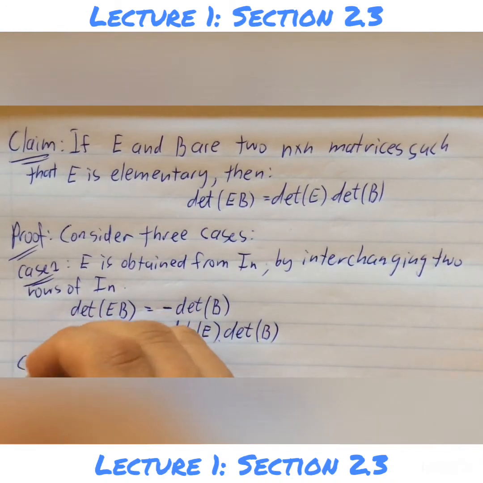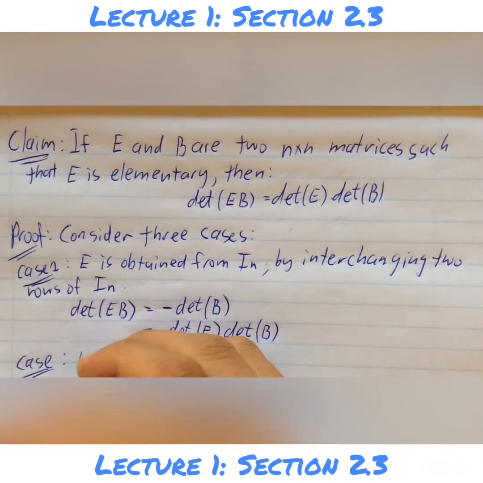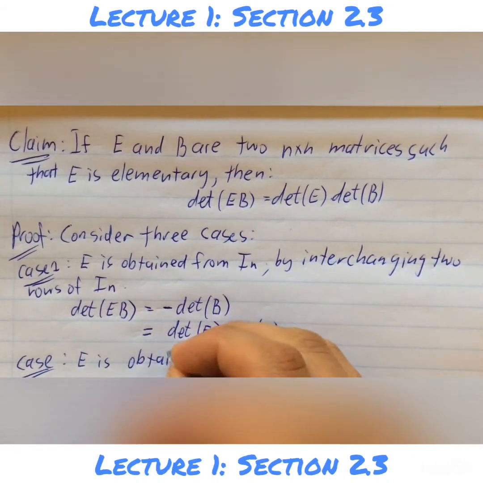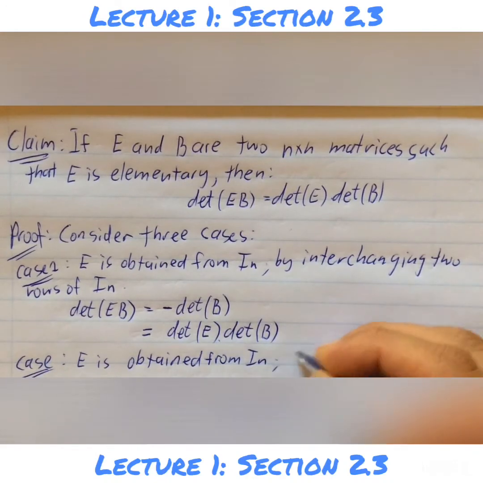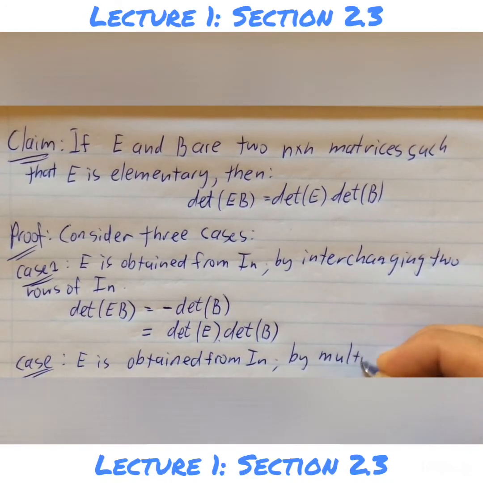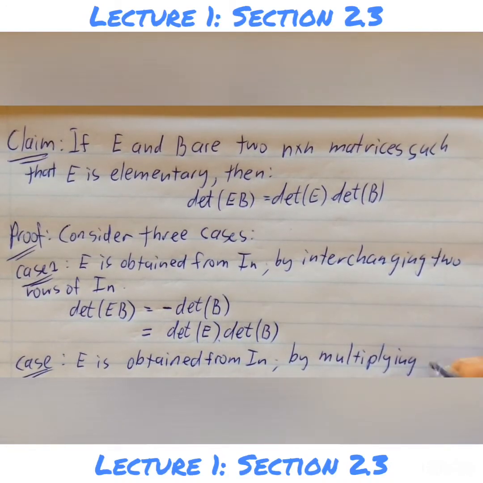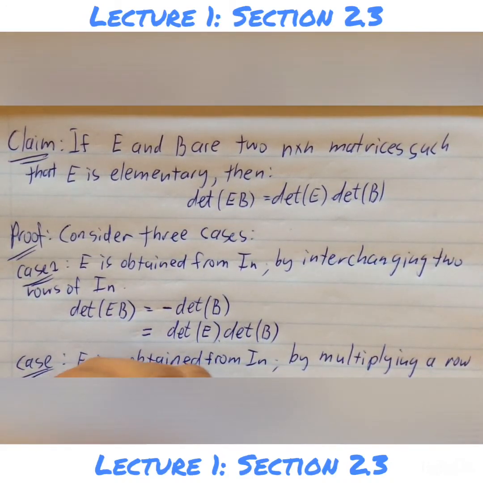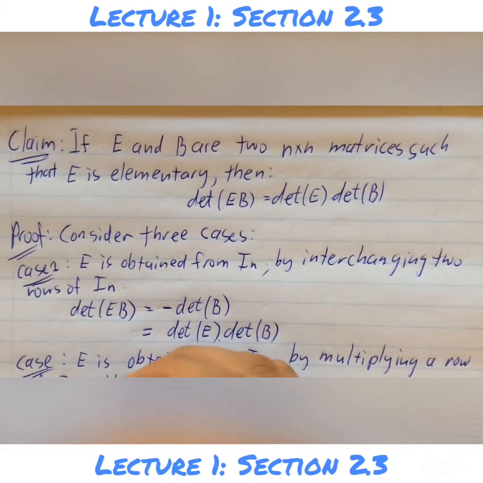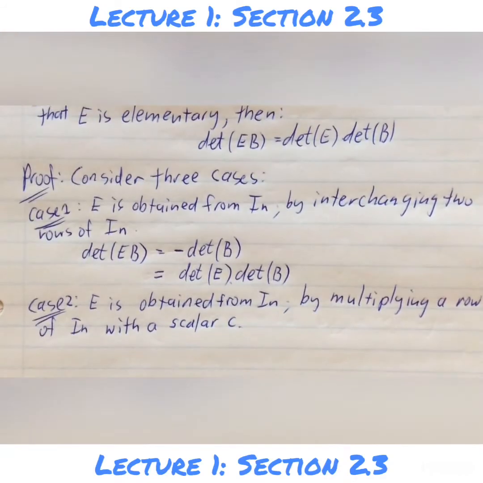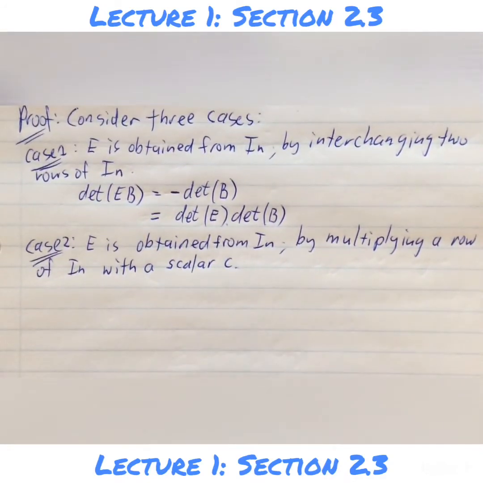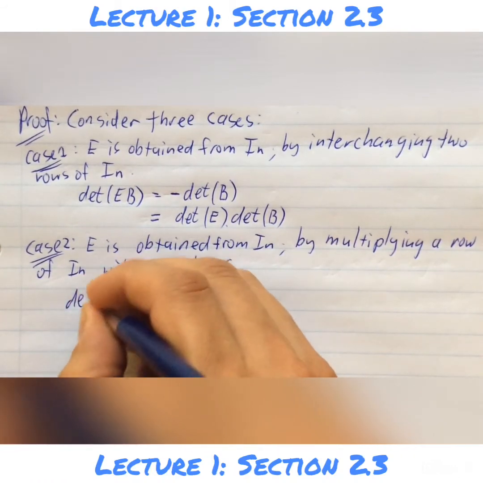So the second case is E is obtained from I_n by multiplying a row of I_n with a scalar C. Right, so in this case, this is the second case. In this case, the determinant of EB.